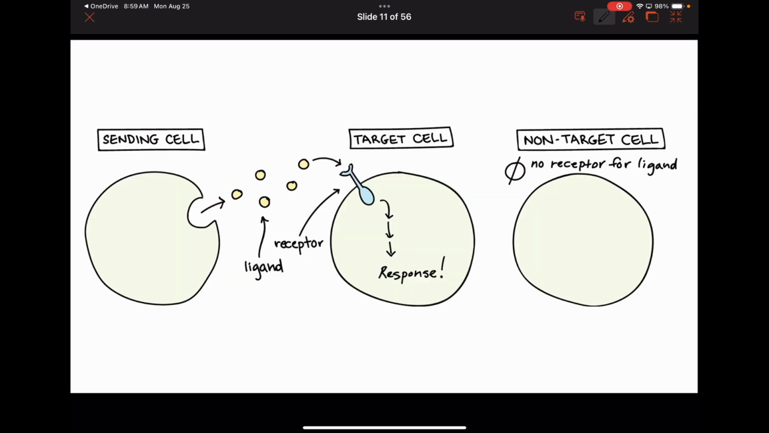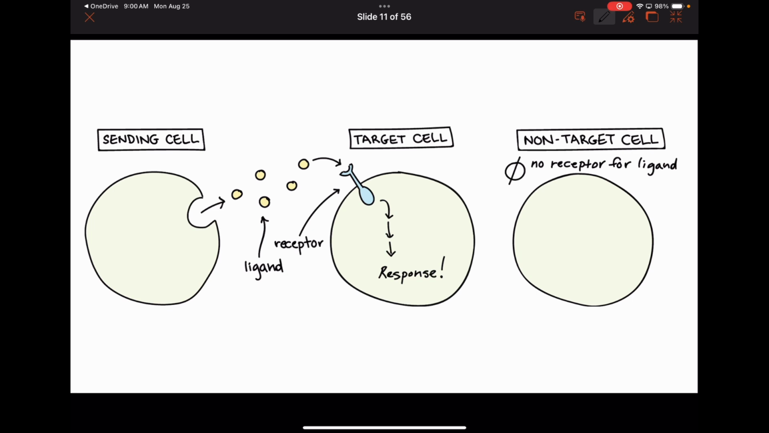So on the left is the sending cell or the producing cell here. So this is going to be your endocrine gland cell that is producing the hormone. Now you'll notice that this image says that this is a ligand. Ligand is a general term for a chemical messenger. You learned about ligand-gated cells in B32. It's just a chemical messenger. So that ligand can be a hormone in this case, or a paracrine that we'll talk about, or an autocrine, but it's just a chemical messenger.